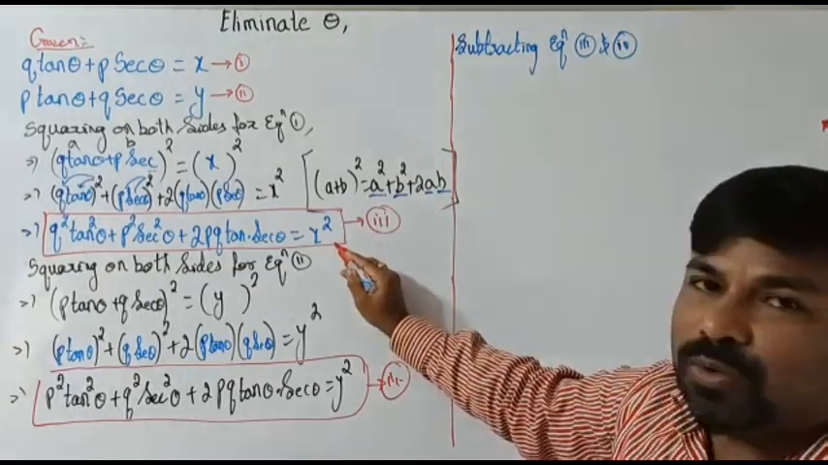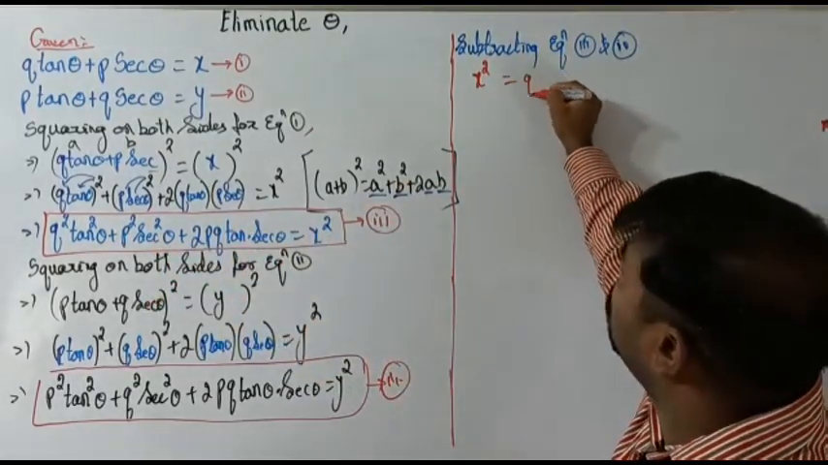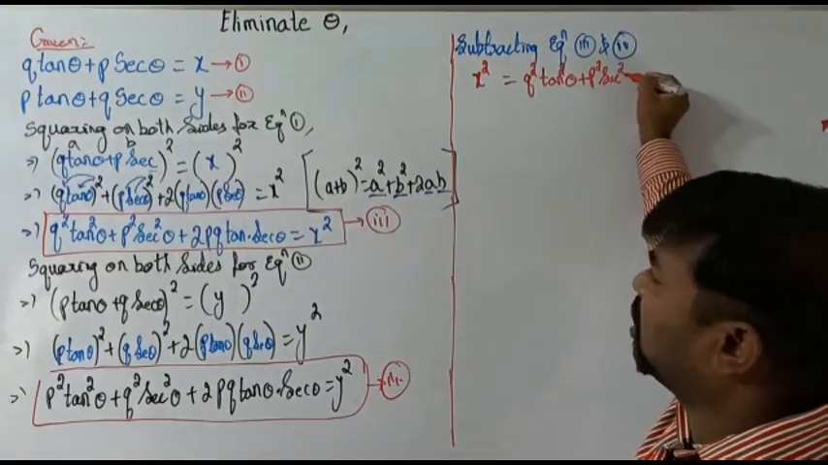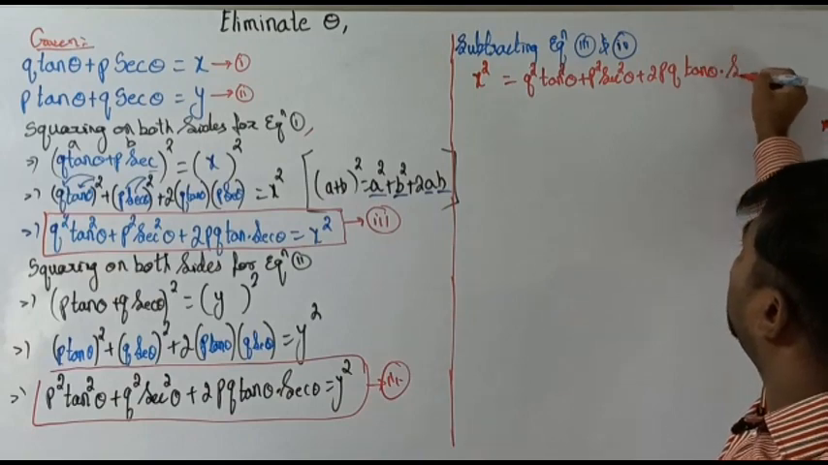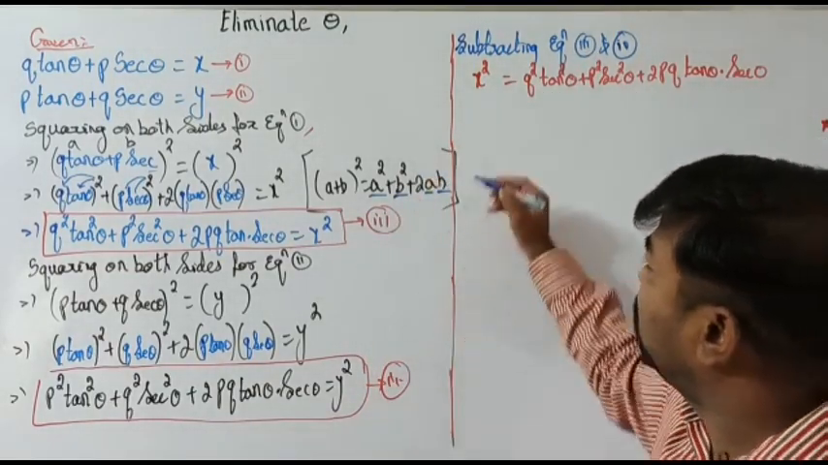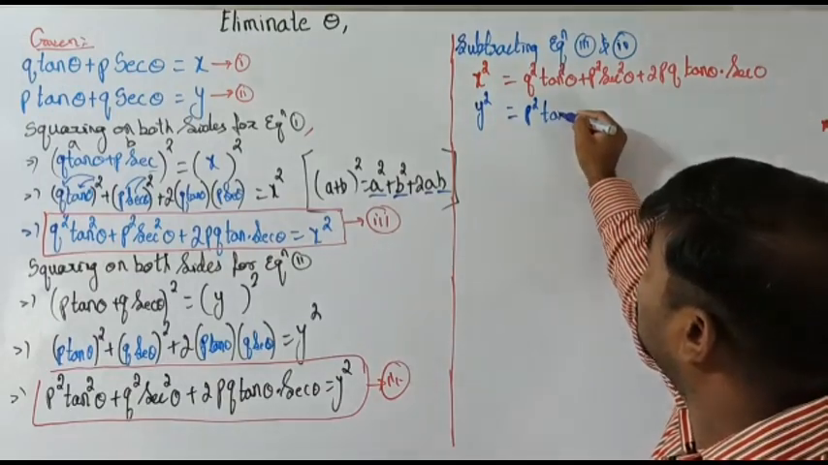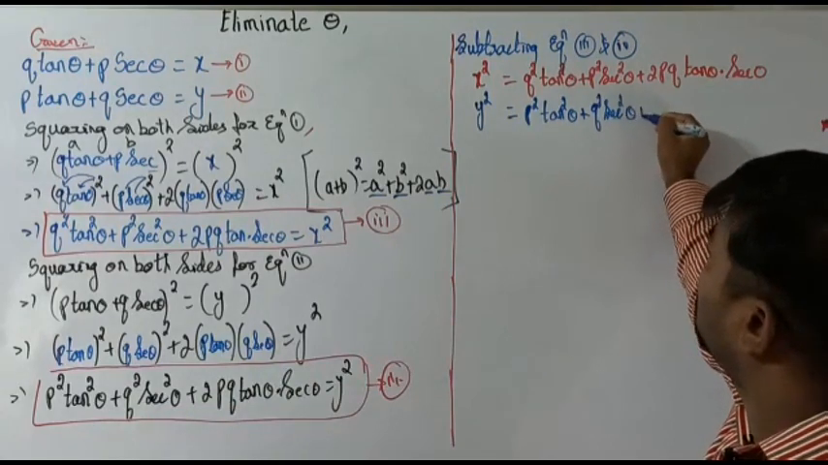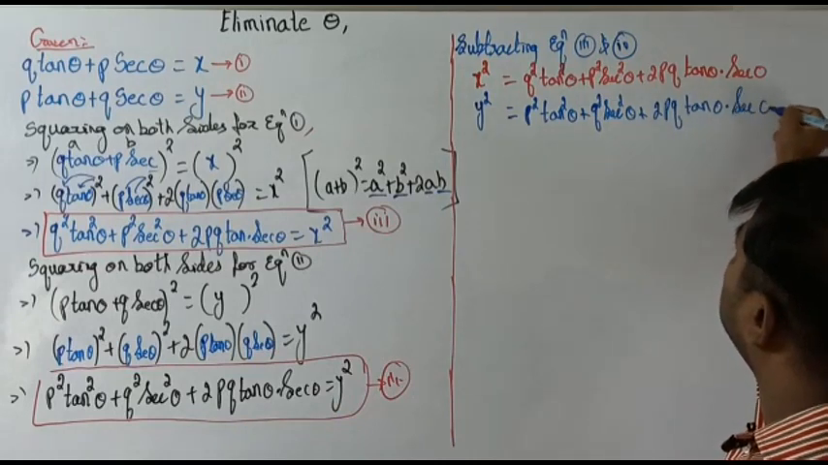So what is equation 3? Shall I call it x square is equal to, what's that? It's nothing but q square tan square theta plus p square secant square theta plus 2pq tan theta secant theta. That is equation 3. Now what is equation 4? y square is equal to p square tan square theta plus q square secant square theta plus 2pq tan theta into secant theta. These are the two equations.